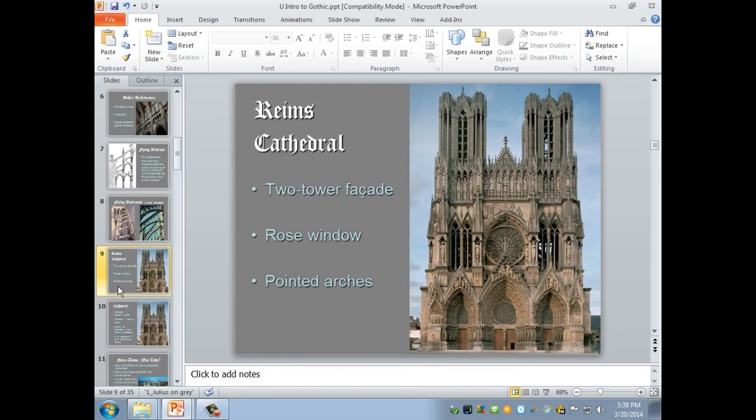Now, many Gothic churches, particularly many Gothic cathedrals, have a two-tower facade, which you see here at Reims Cathedral, and very frequently a large rose window in the center. Now, the rose window is this circular window, and very frequently, of course, they would be filled with colored glass, stained glass, and the rose is associated with the Virgin Mary as well. You can see the pointed arches on the outside of the building, as well as we saw them on the inside of another building.